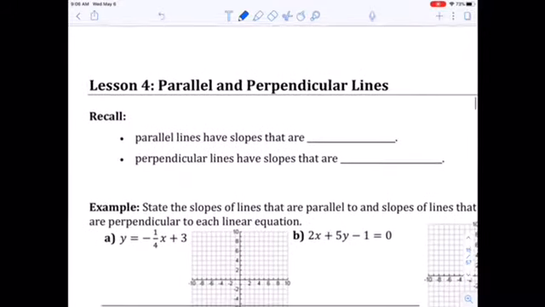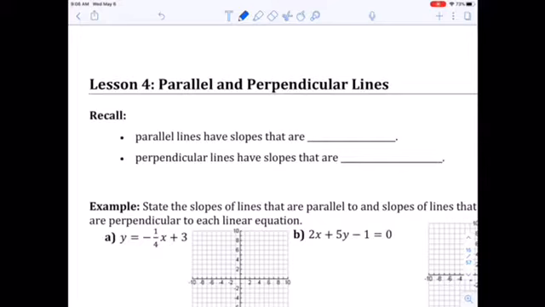We've already looked at parallel and perpendicular slopes and line segments back in the last unit, but we're just going to review that and build on it a little bit. As you can recall, we know that parallel lines have slopes that are equal.